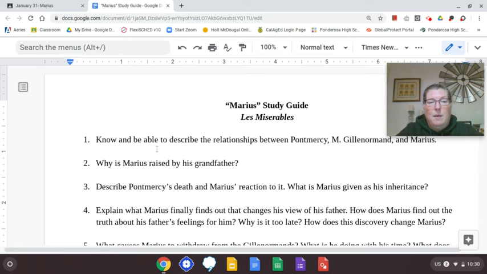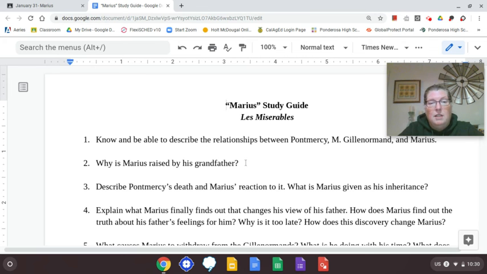So number one, you should be able to know and be able to describe the relationships between Pontmercy, Monsieur Gillenormand, and Marius. Those are the three men that I put in a previous lecture and I said are so important for you to know in this section. Not every man, not every person's name is important, but you absolutely should know those three.